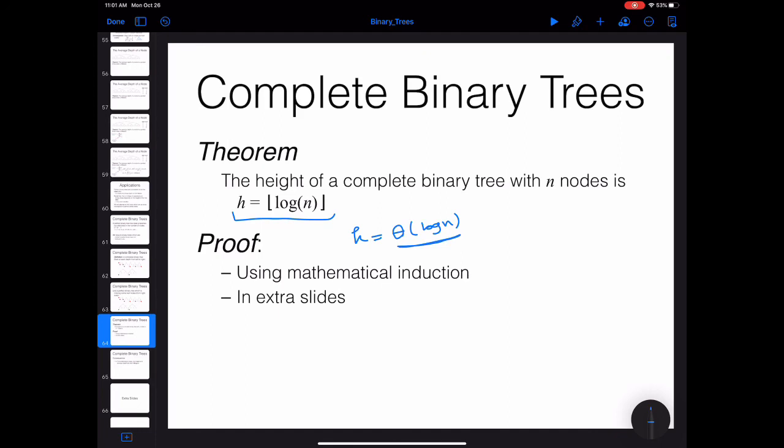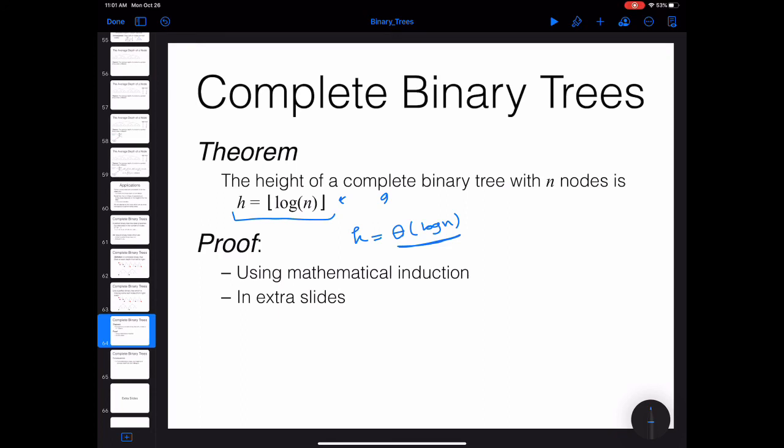Okay, this formula, try to work with that. For example, try to create a complete binary tree with 9 nodes, with 10 nodes, with 30 nodes, and see what the formula tells you about the height. Let's see what the formula is actually telling you.